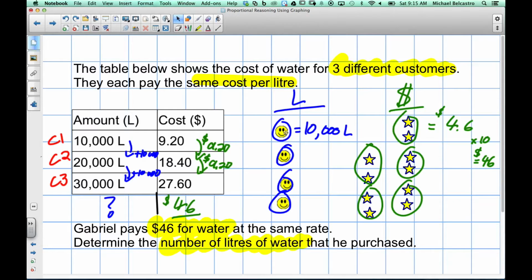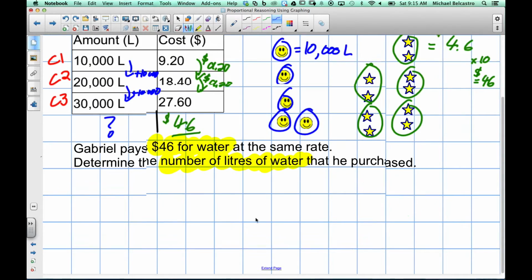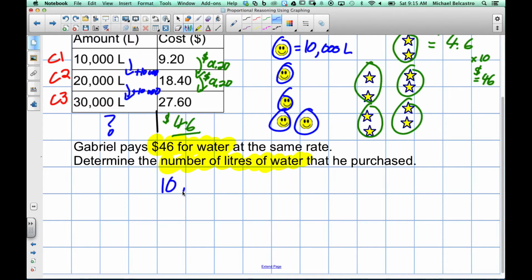We've got to our 10 stars. We need one more happy face. Each of those happy faces represents 10,000 liters. We know we're now at $46, so I need 1, 2, 3, 4, 5 times 10,000. If you use your calculator, 10,000 times the 5 happy faces we have is equal to 50,000.